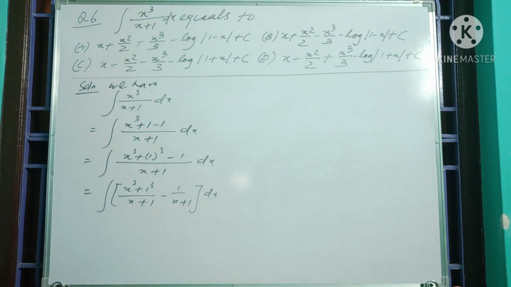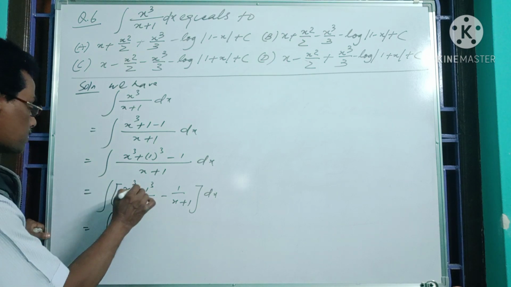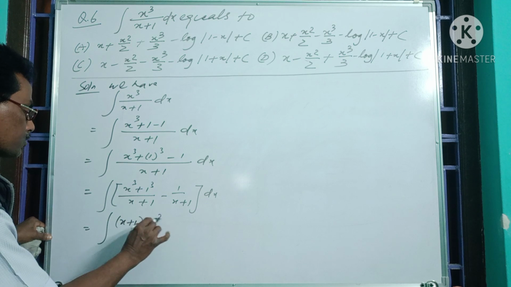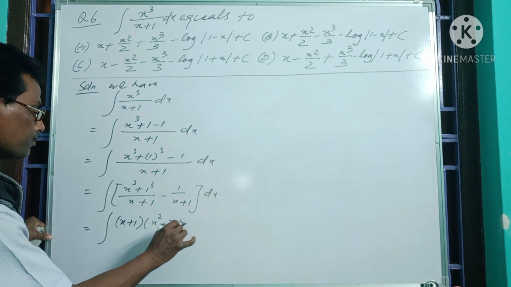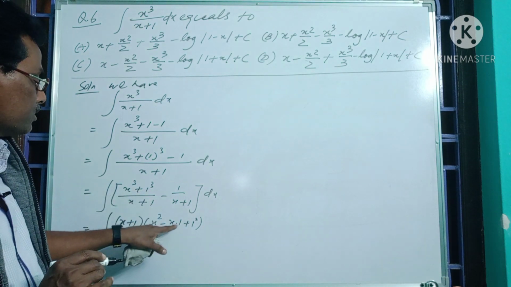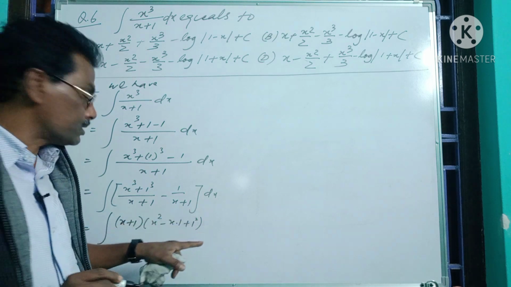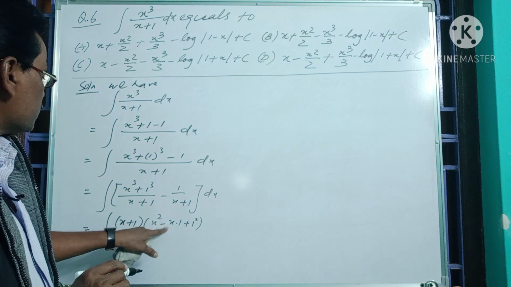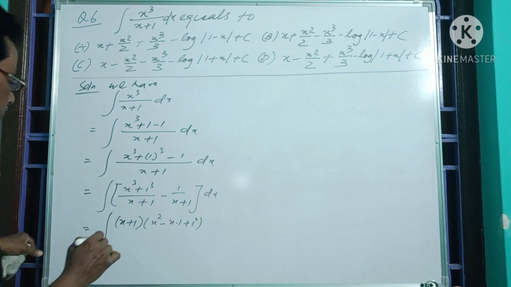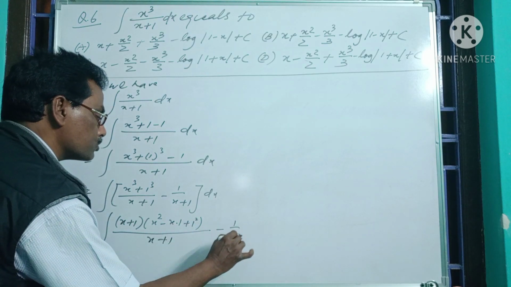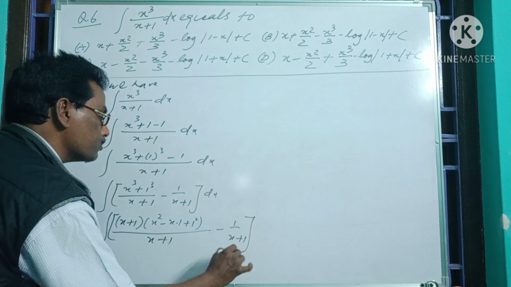Again simplifying, in the first term we have a cube plus b cube. So a cube plus b cube can be expressed as a plus b whole into a square minus ab plus b square. In that process we break x cube plus 1 cube like this, that is x plus 1 whole into x square minus x into 1 plus 1 square, divided by x plus 1, minus 1 by x plus 1 whole integration with respect to x.